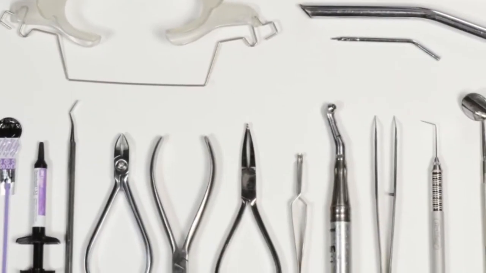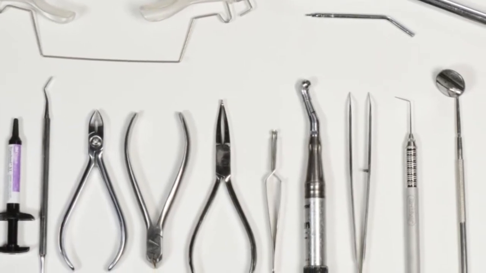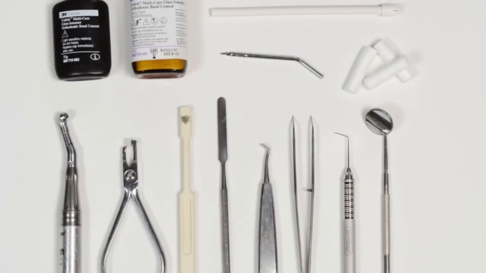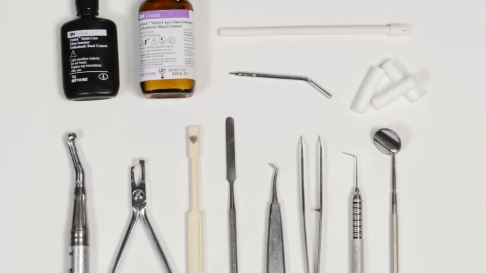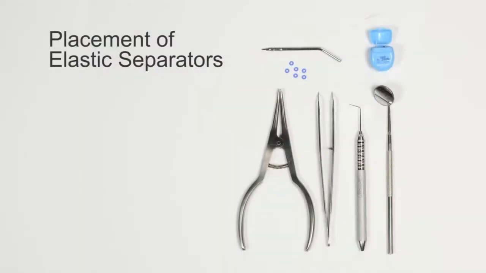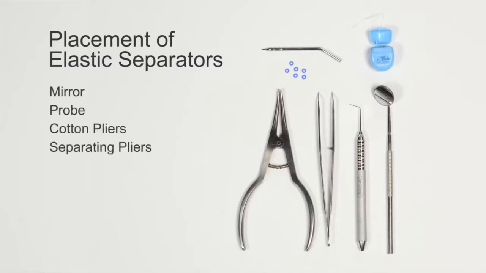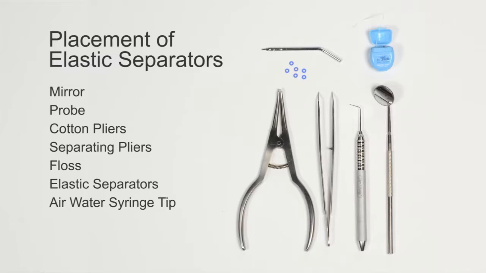It is important to know the instruments necessary for each procedure to ensure that you have a complete set prior to the arrival of the patient. The instruments required for the placement of elastic separators include a mirror, a probe, cotton pliers, separating pliers, floss, elastic separators, and an air-water syringe tip.